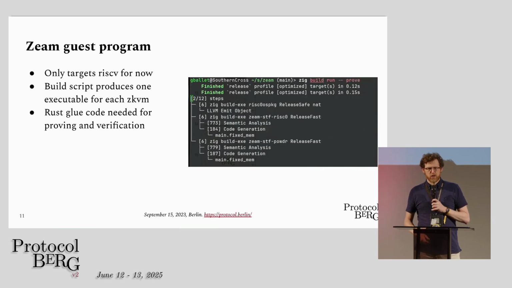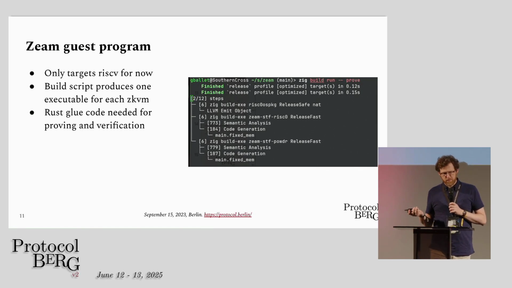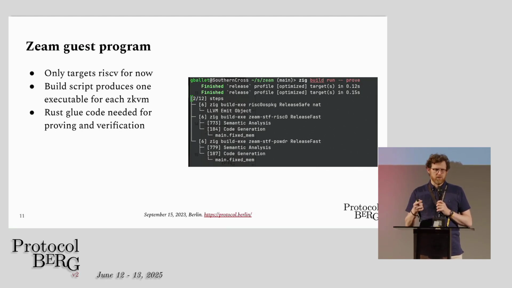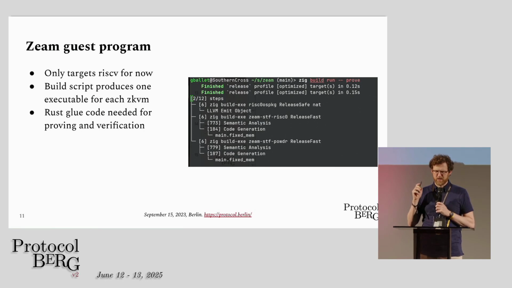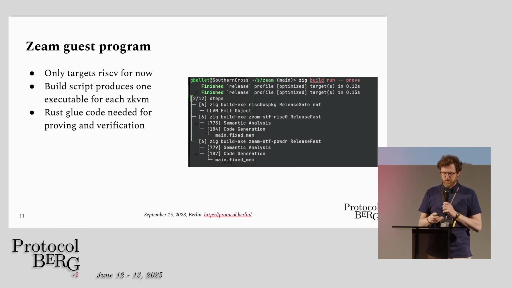Right. So, regarding the zeam guest program, we have to build one executable per zkVM. This is an example of the build system. There's a bit of Rust building at the beginning. I'll explain afterwards what this is. But you can see that I'm building the RISC Zero executable and the Powder executable. There were actually a bit more, but it goes so fast that I wasn't fast enough with the screenshot.